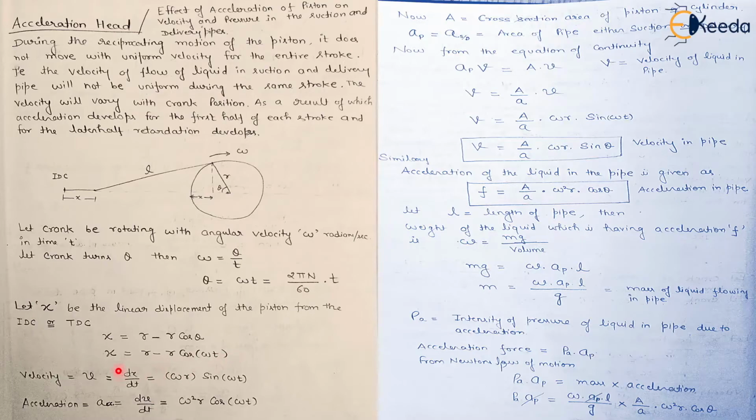Now to calculate the velocity, I'll differentiate it. So I'll get this equation, omega r sin omega t. Now to calculate the acceleration, again I'll differentiate this equation. So I'll get omega square r cos omega t.